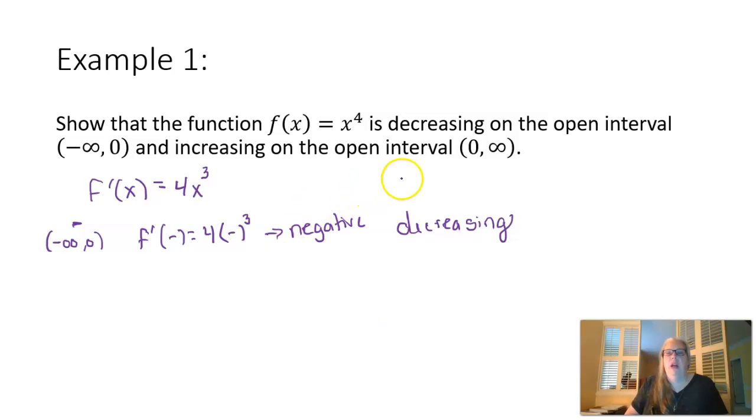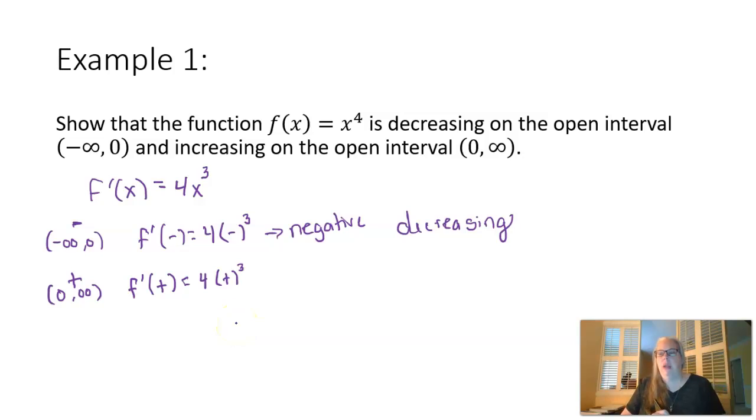Now we're going to use similar logic to show that it's increasing from 0 to infinity. Considering the interval from 0 to infinity, every number in here is positive because every number to the right of 0 is positive. If we look at the derivative of some positive number here, we're going to have 4 times a positive number raised to the third power. It doesn't matter what that positive number is. When I multiply it by itself and then by itself again, I'm still going to have a positive answer, and then I multiply that by a positive 4, which means that all of this right here is going to be a positive number.